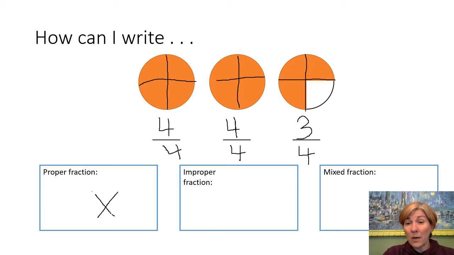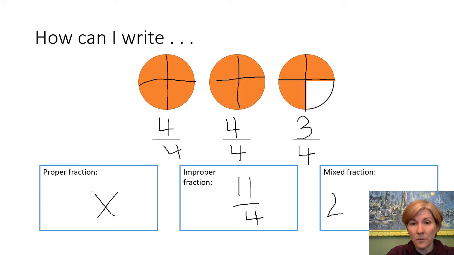Now, as an improper fraction, we just would total all the pieces. So we would have 4 and 4 is 8, and another 3 is 11. Okay, so that's going to be 11 fourths. Okay, so that would be how I would write it as an improper fraction. And as a mixed fraction, I can clearly see that there are 2 completed circles. So that's a 2 there, 2 completed circles, and then that third circle is 3 of 4 pieces. So that would be my mixed fraction, 2 and 3/4.